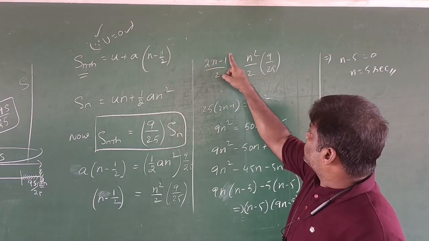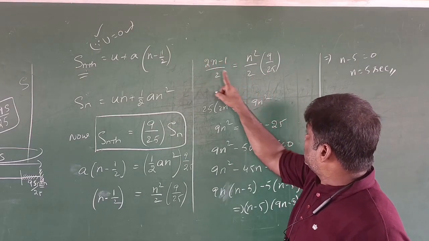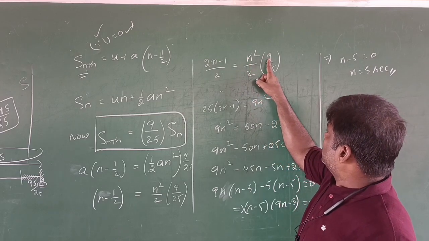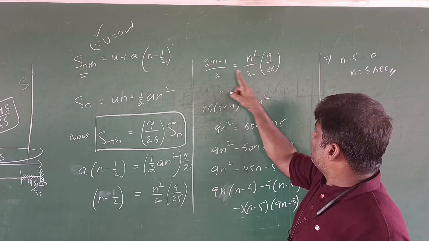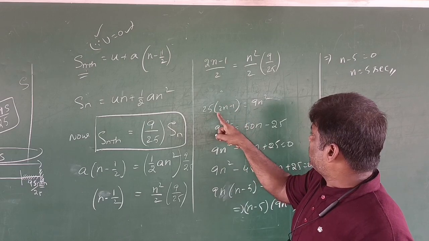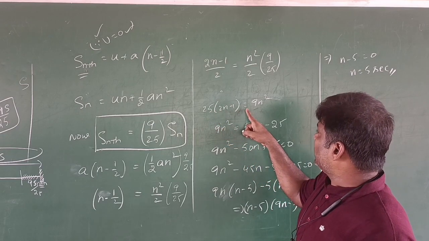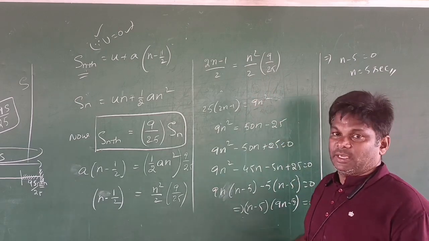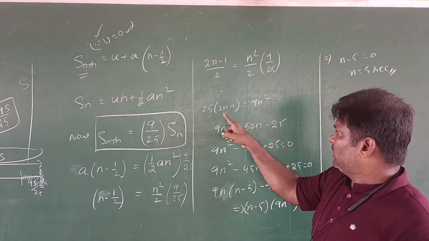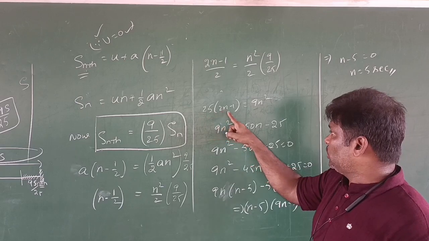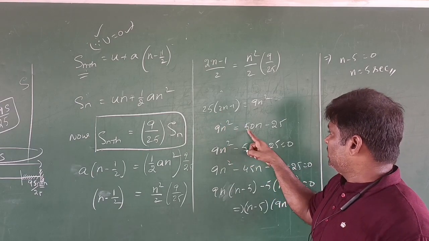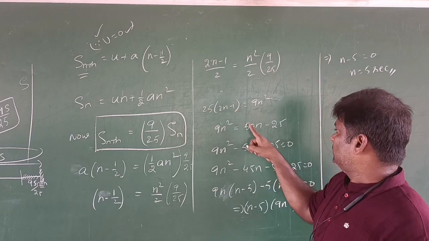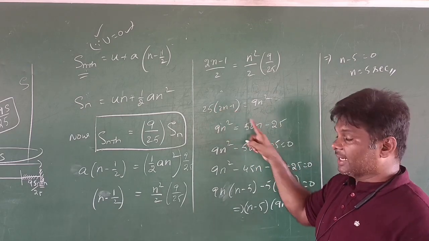How? The 2n minus 1 whole term is multiplied with 25, and this n square is multiplied with 9. Then what will you get? 25 into 2n minus 1 is equal to 9 into n square. Just multiply this 25 with the whole term. 25 into 2n is 50n. 25 into minus 1 is minus 25. This is what I wrote on the right side.